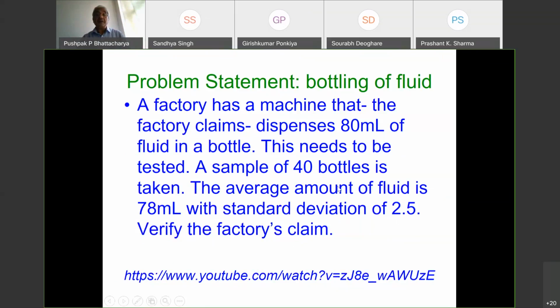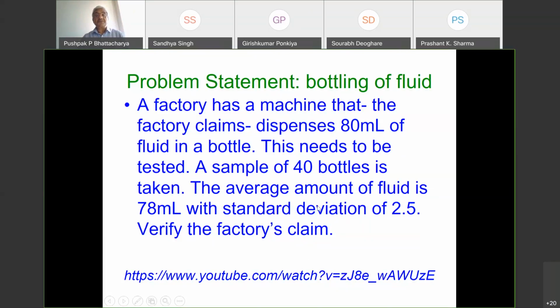And there are consequences. If the claim is that every bottle has 80 milliliter of fluid, and actually the bottles are containing less than 80 milliliter, then the customers are cheated. And such customers, when they find out that they are getting cheated, will move away from the company. So this will be a loss of business, harmful.